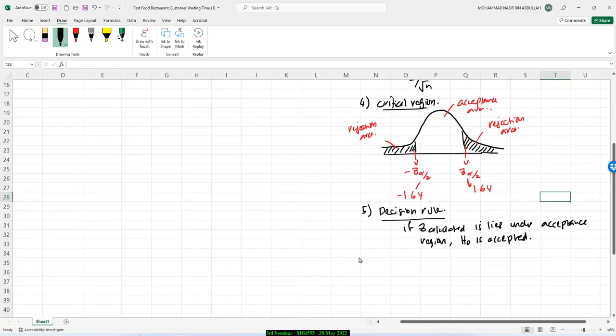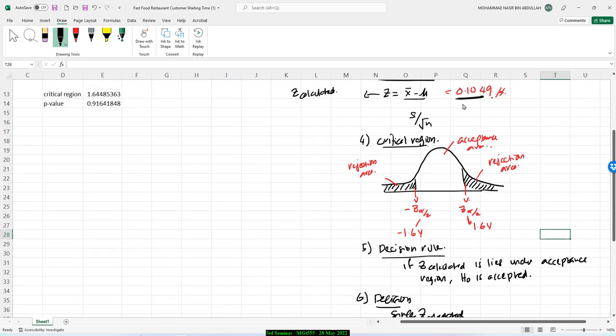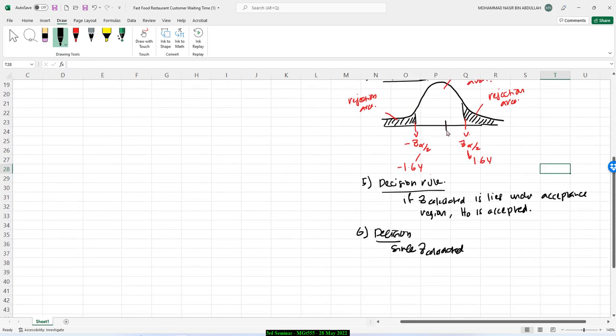So our decision, step number 6, decision, since Z calculated, right? Z calculated ni berapa? 0.1 kan? 0.1 is somewhere here lah. 0.1. So kalau dia, this is 0, right? 0.1 somewhere here. So it lies under acceptance region. Null hypothesis is accepted. Right?